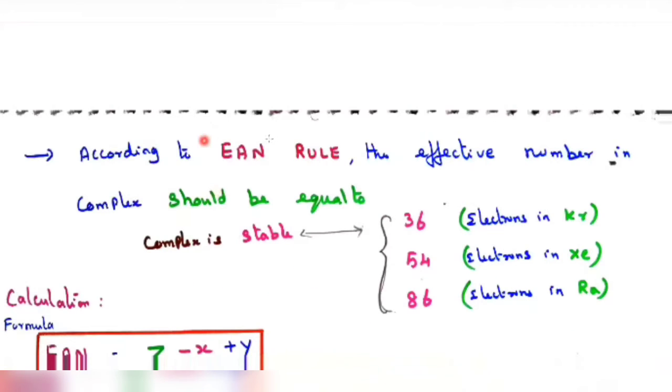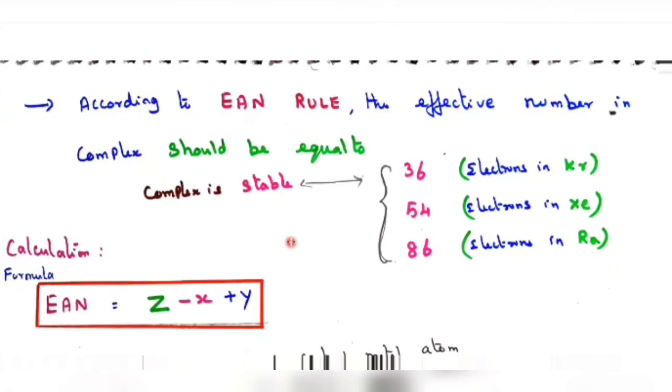So EAN, let us see the rule. According to the EAN rule, the effective atomic number of the complex should be equal to the next noble gas configuration: krypton, xenon, radon, whose atomic numbers are 36, 54, 86. So if the complex has 36, 54 or 86 electrons, it means the complex is stable.